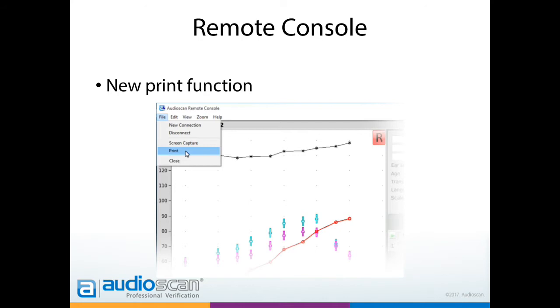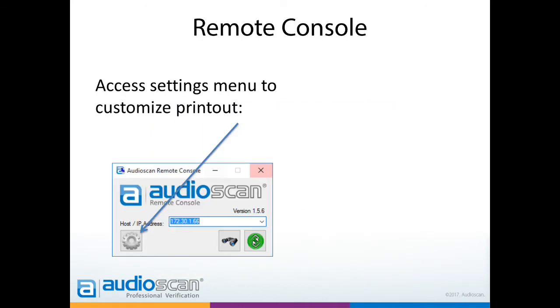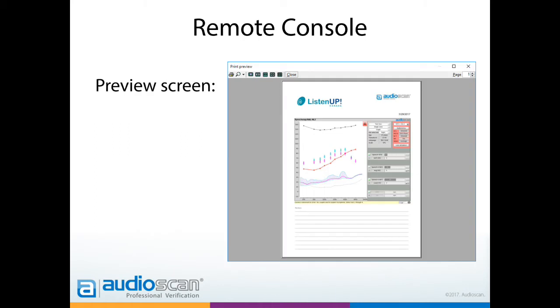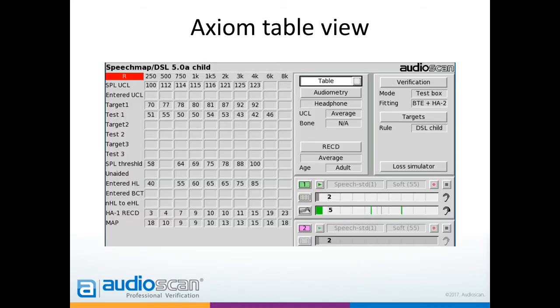In the login screen, there's now a Setup button, and when you press that Setup button, you can go in there and customize your printout, including adding a custom logo if you wish. Then while you're running the equipment through the console at any time, if you select Print, you'll get a preview screen like this and be able to print out to your PC printer. Axiom users will be happy to see that SpeechMap now has a table view, which allows you to see the numerical targets and LTAS levels, etc.